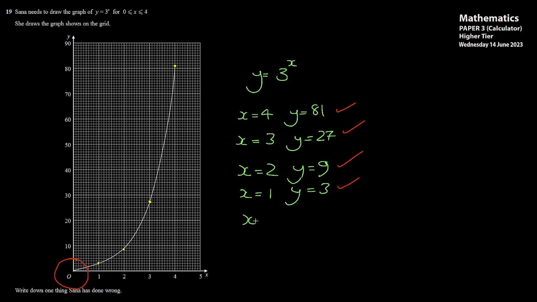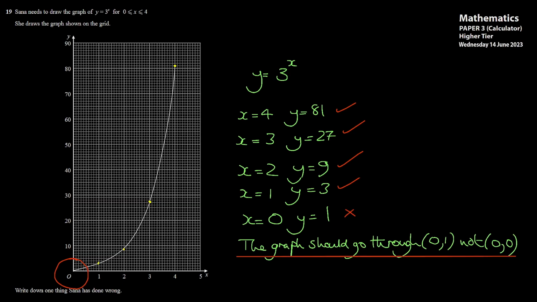When x is equal to 0, y is equal to 1. Anything raised to the power 0 is 1. So I can say that the graph should go through 0, 1 rather than the origin 0, 0. And that's your answer.